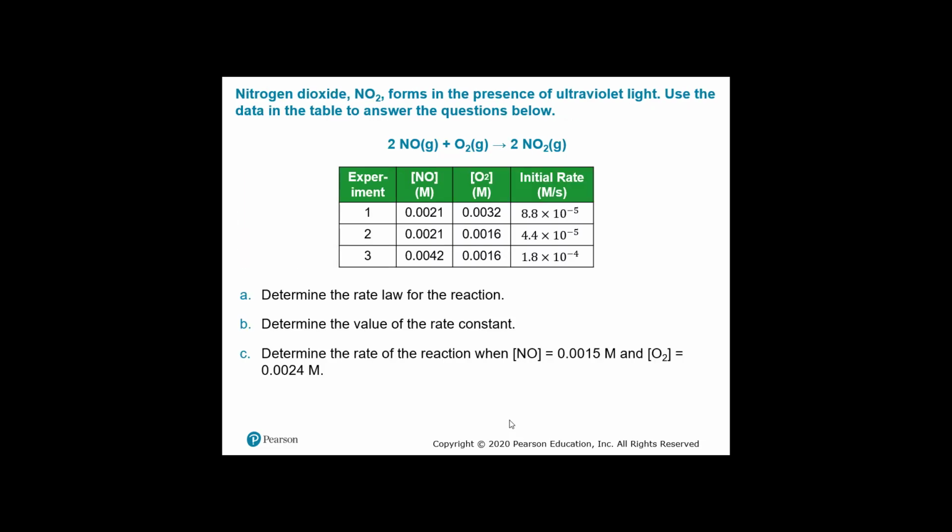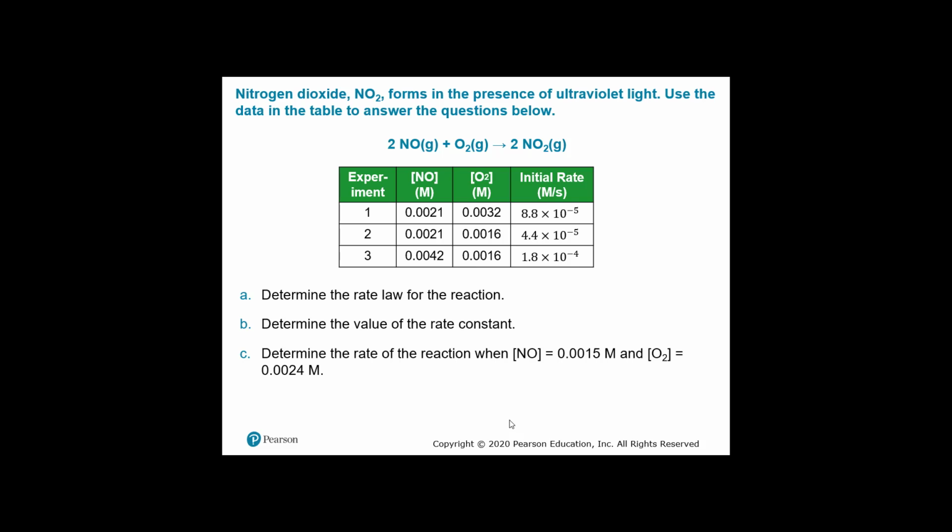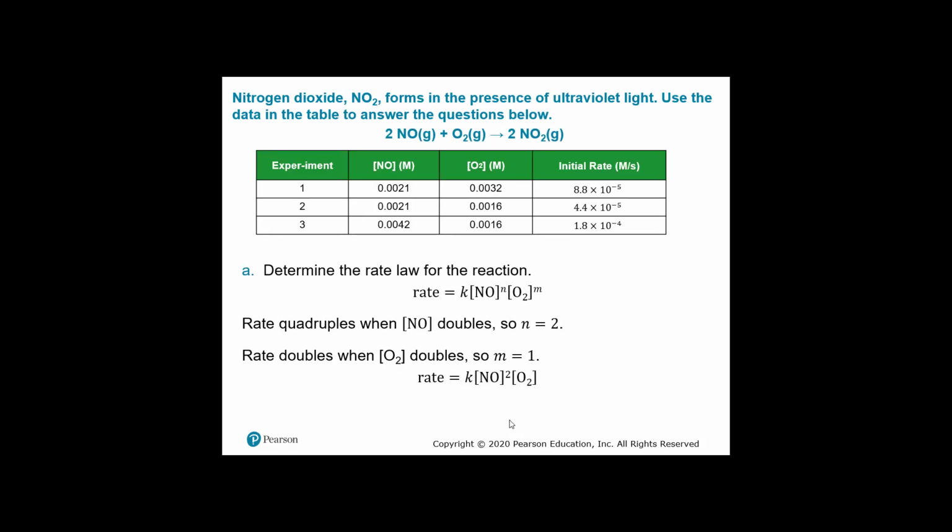All right, so now we have solved A and we've solved B, but let's change the concentrations to something that's not on the table. Now we have the rate constant, but I think in this problem they actually give you a different rate constant because those are based on those concentrations. So let's take a look.